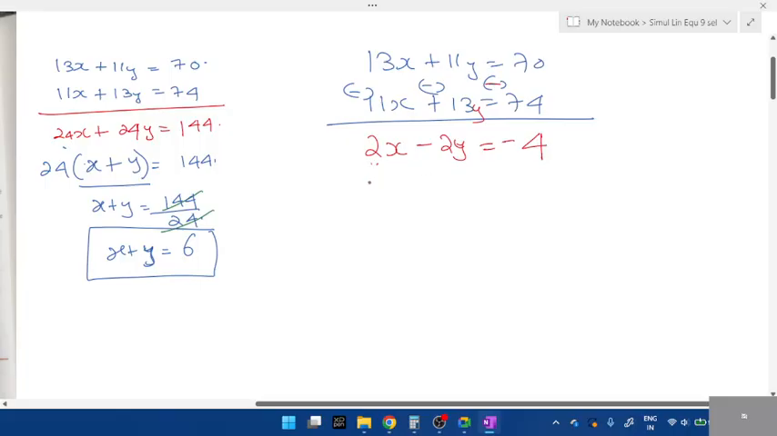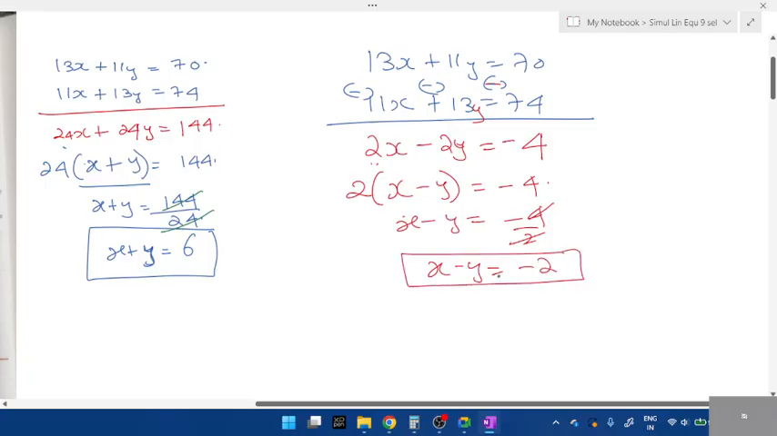What is common? 2 is common. Take 2 outside. In bracket, what is left? Divide this by 2. What is x minus y now? X minus y is equal to 2 or minus 2? Minus 2. So now it is easy to solve.